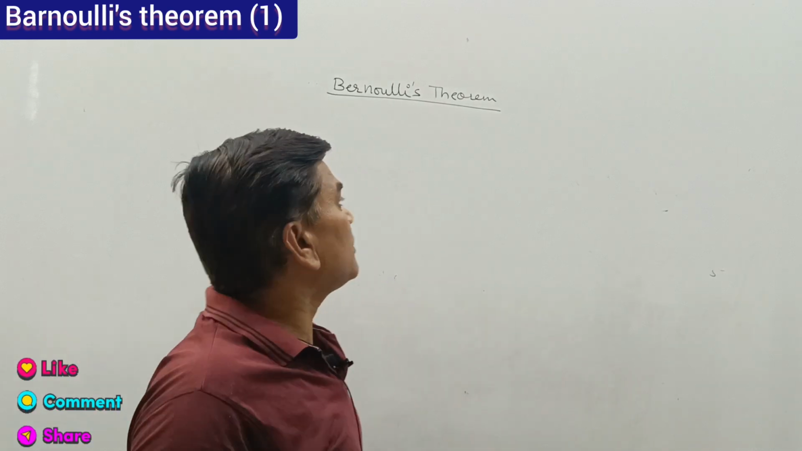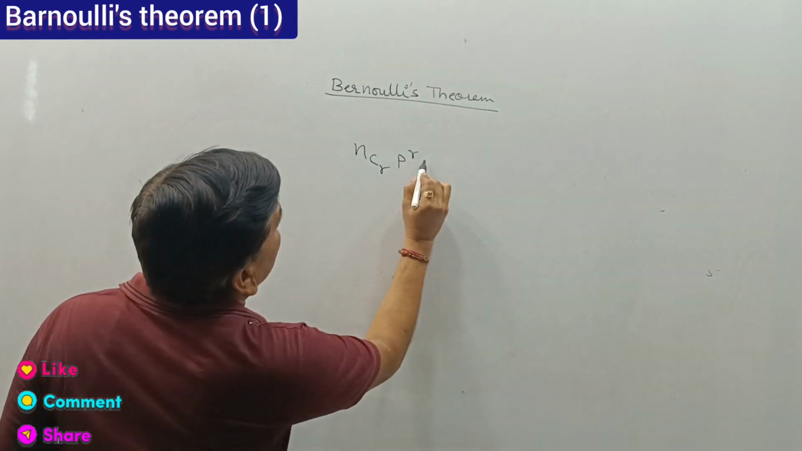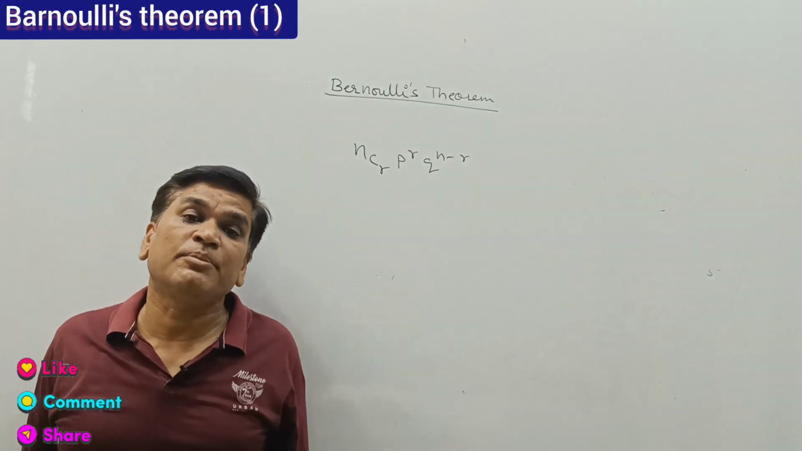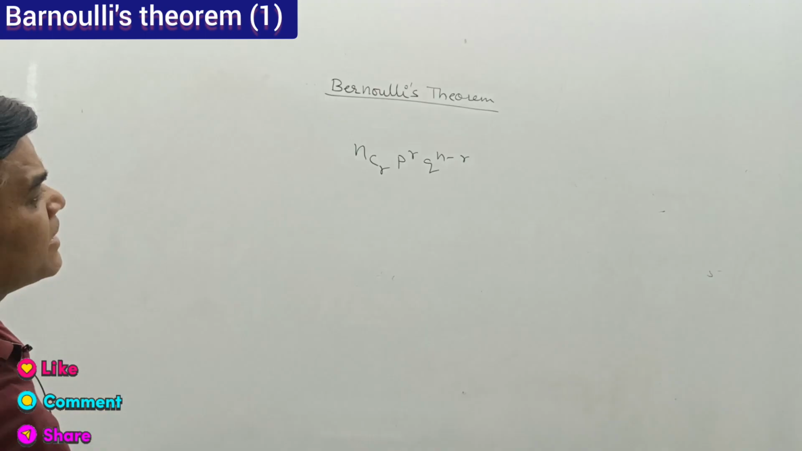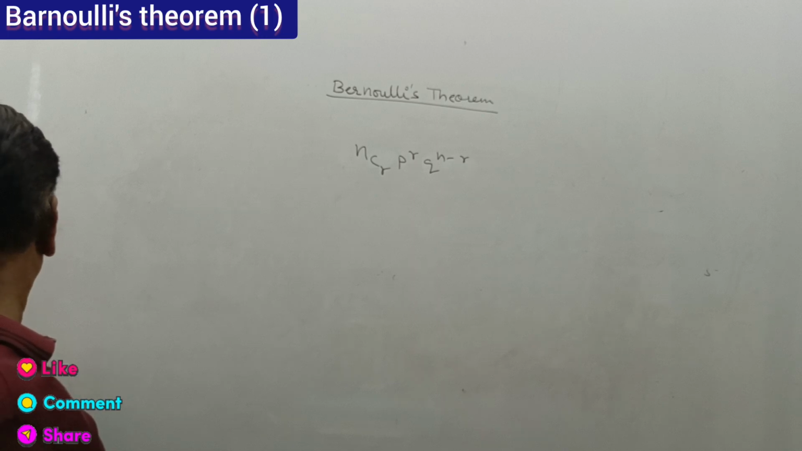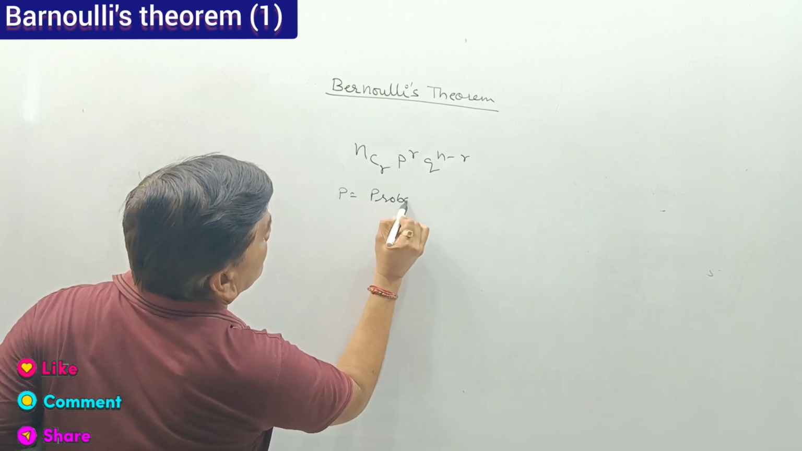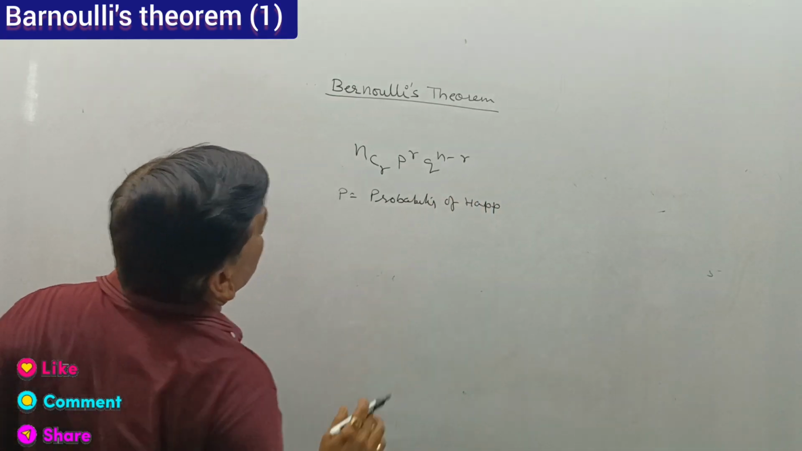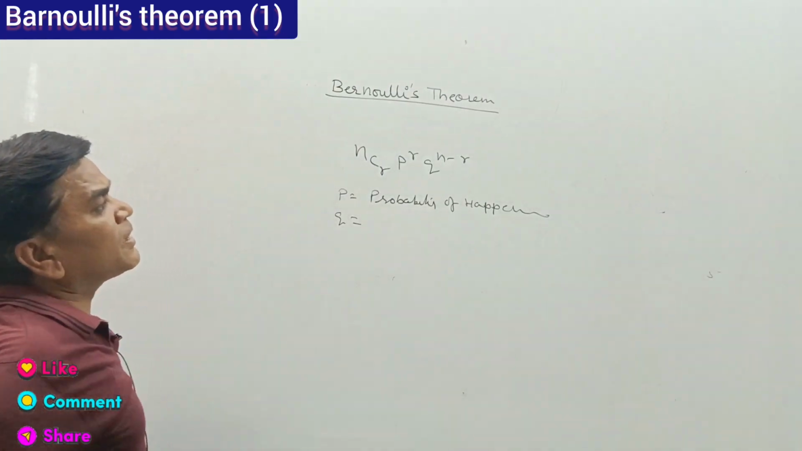So the formula for the Bernoulli theorem is nCr p raised to power r, q raised to power n minus r. Here n is the total number of events, p is the probability of happening, and q is the probability of not happening of the event.